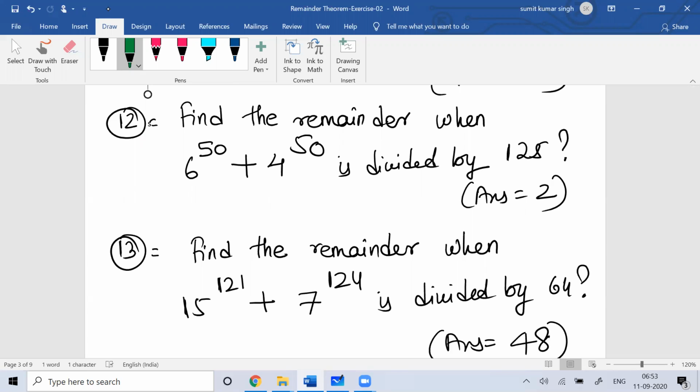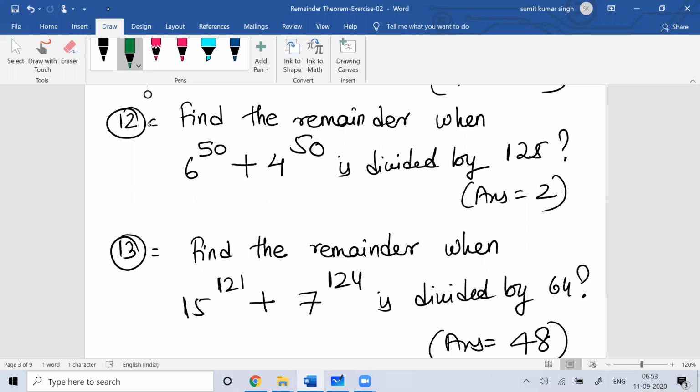Fine. So see the next problem. 64 is 2 to the power 6. So the Euler number of 64 is 1 by 2. 64 into 1 by 2, that is 32.